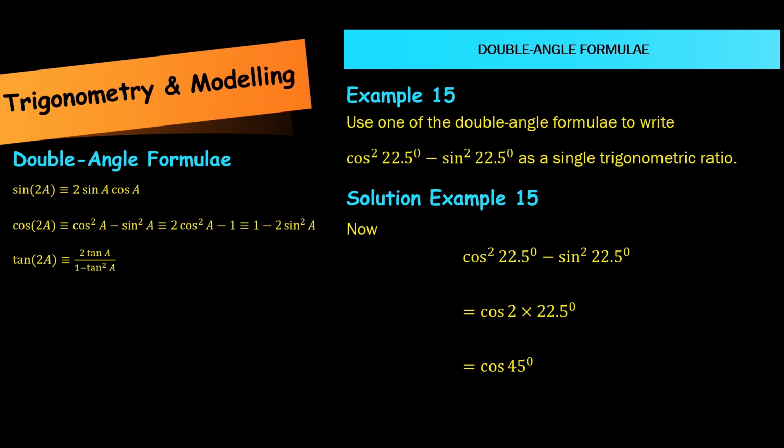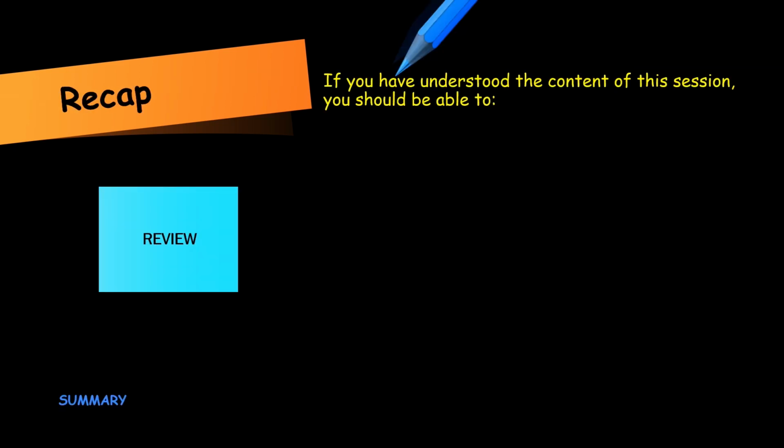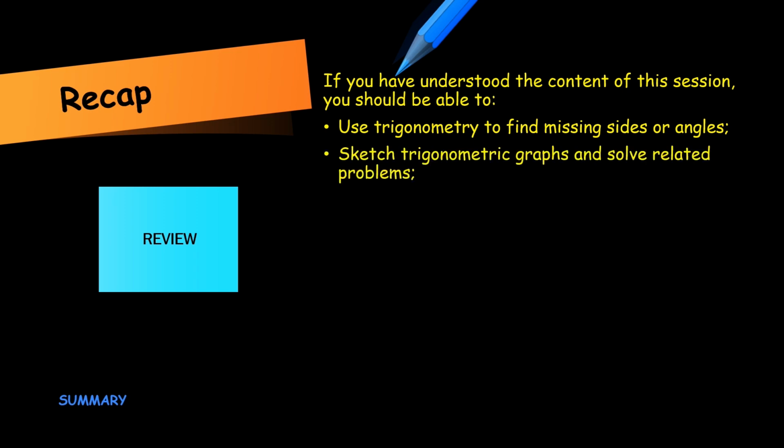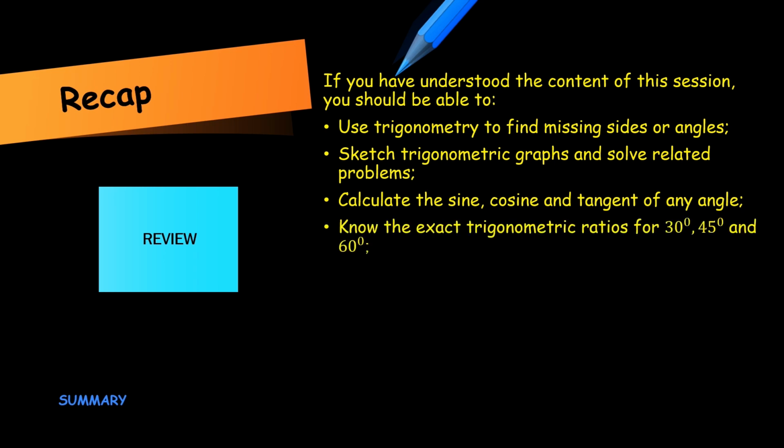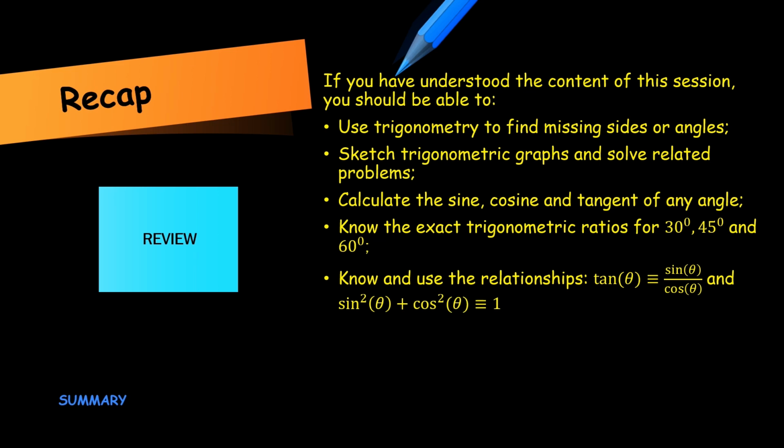This brings us to the end of this session. If you have understood its contents, you should be able to use trigonometry to find missing sides or angles, sketch trigonometric graphs and solve related problems, calculate sine, cos and tan of any angle, know the exact trigonometric ratios for 30 degrees, 45 degrees and 60 degrees, know and use the relationships tan is identical to sine over cos and sine squared plus cos squared is identical to 1.